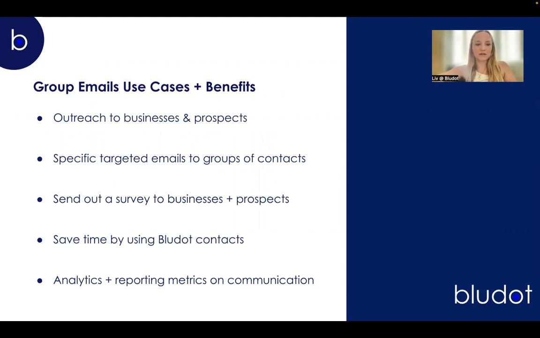Some additional benefits with that is that the reason we promote group email so heavily within Bludot is because we are sending out each email as a one-to-one email to each person. So it might show that you're sending an email to 50 people, but what we're actually doing is sending 50 unique emails out to each person. So each person is only getting one email. It's not going to show as a blind BCC to everyone.